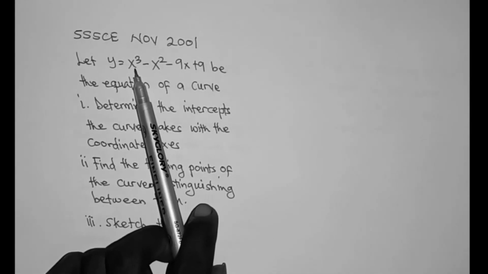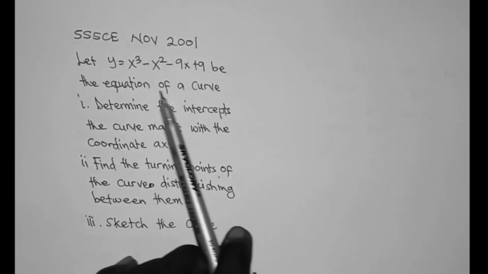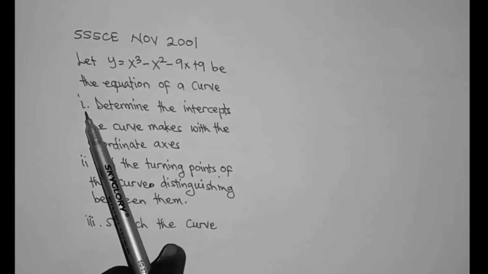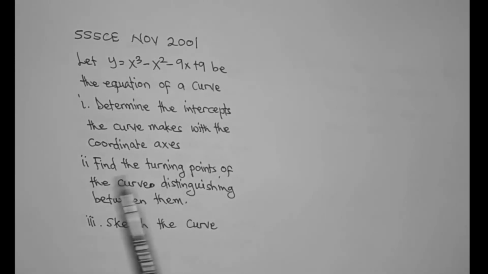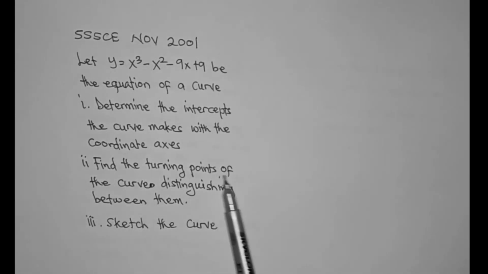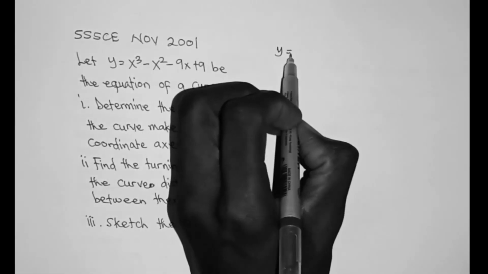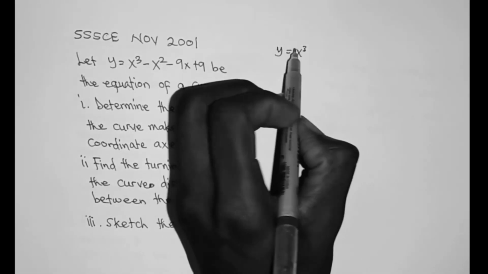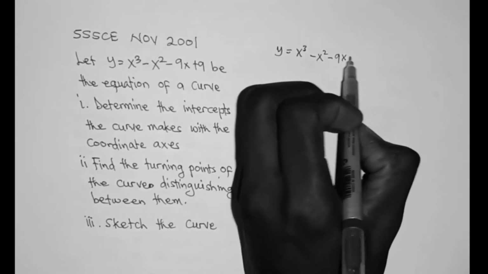Let y equals x cubed minus x squared minus 9x plus 9 be the equation of a curve. I. Determine the intercepts the curve makes with the coordinate axes. II. Find the turning points of the curve, distinguishing between them. And then the last part is sketch the curve. So the curve is y equals x cubed minus x squared minus 9x plus 9.